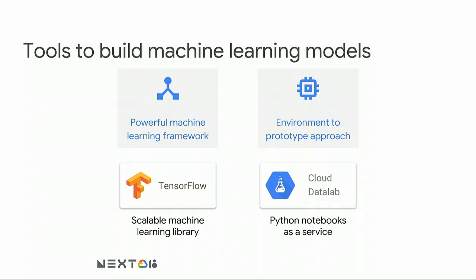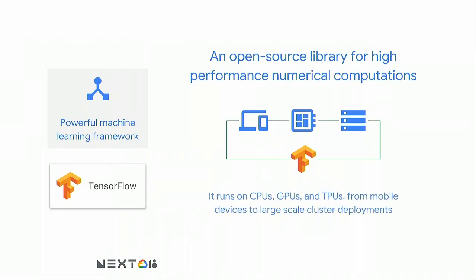So inside of GCP, we have two good options there for you. TensorFlow, which is a scalable machine learning library and framework, and Cloud Datalab, which you can just imagine as Jupyter notebooks or IPython notebooks as a service. So let's dig in a little bit. TensorFlow is incredibly powerful. It's also relatively complicated, and I'm a TensorFlow newbie myself, so this took me a little bit of work to get all this up and running.